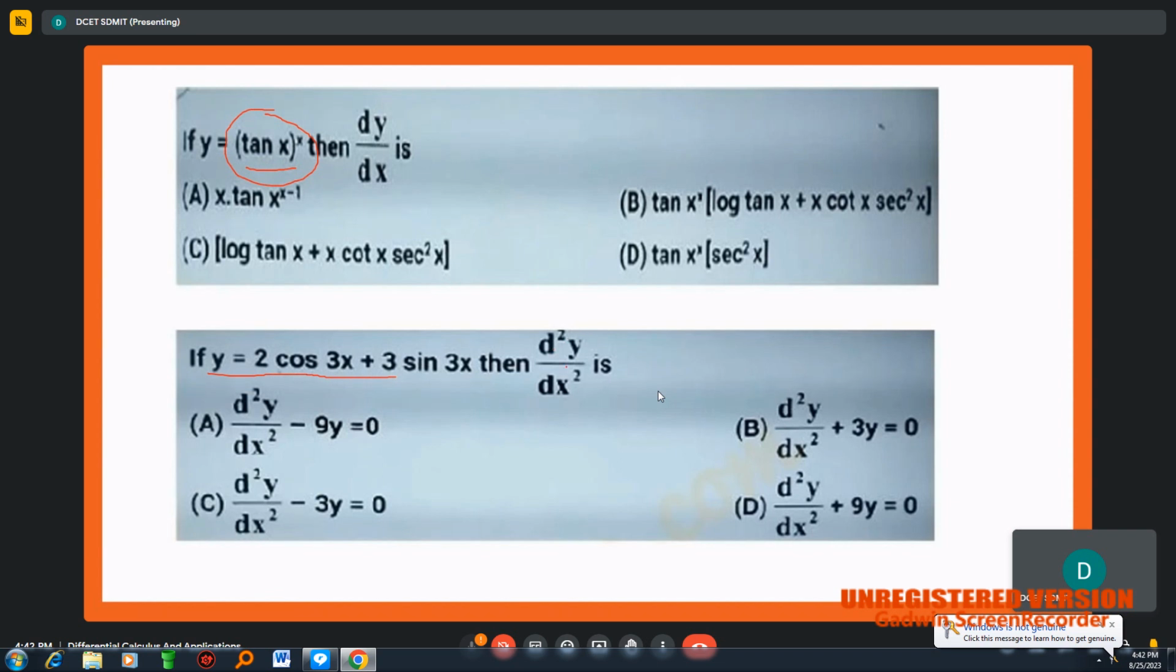What can you tell me, what is the d square y by dx square for the second problem? Tell me the second problem solution. The first problem was done yesterday. Now tell me the second problem. Which is the correct option? A, B, C, D? Which one is the correct option? Solve and tell me.